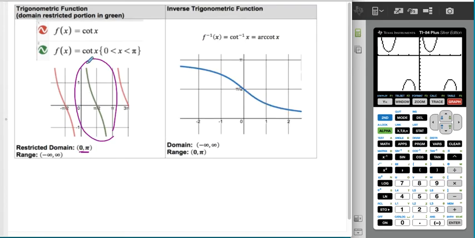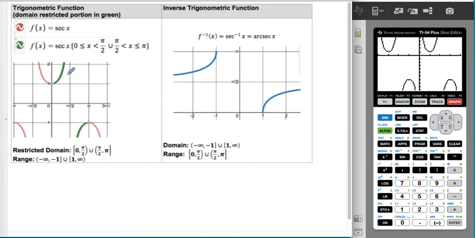Here we're also picking one of them, and it's the one that starts right by 0. So 0 to pi, not included again, because there's asymptotes at 0 and pi. And just like we saw with tangent, the range was negative infinity to infinity, which means that'll be the domain for my arc cotangent or my inverse cotangent.